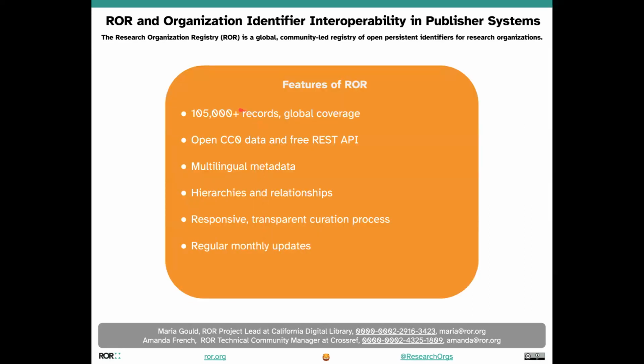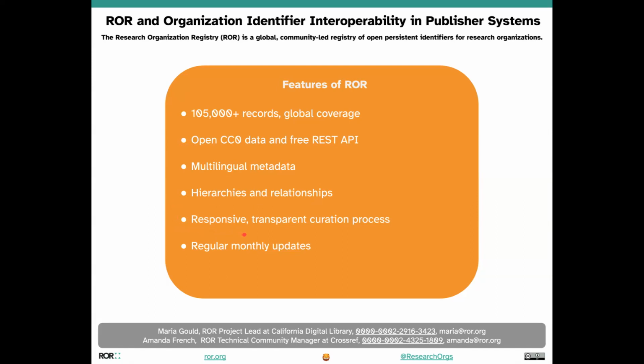ROR has over 105,000 records for organizations in 229 countries, and that includes both active records and inactive records for organizations that have ceased to function but were formerly cited as researcher affiliations. The entire ROR dataset is freely downloadable, and our REST API is also free and open, with no cost to use. As we saw on the example record, ROR metadata is multilingual and supports organizational hierarchy and relationships. Over 22,000 of the records in the ROR registry have some kind of relationship to another ROR record.